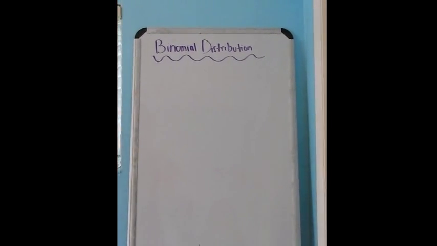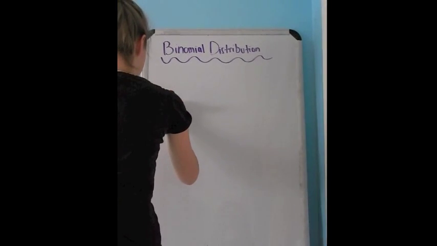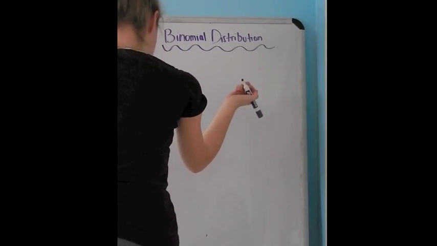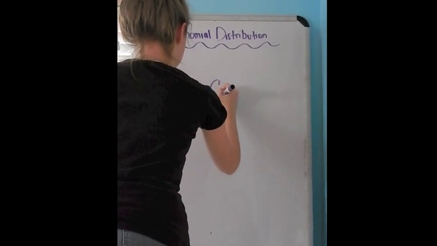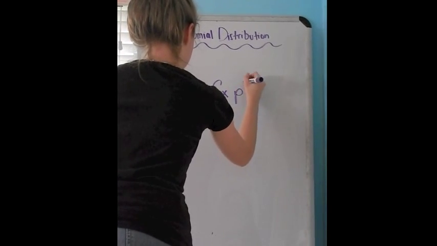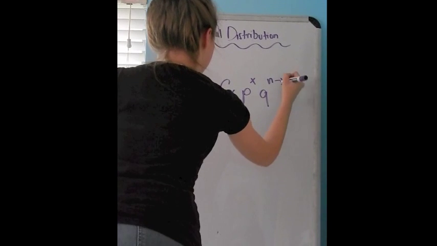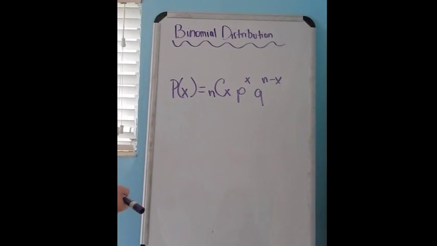The formula is as follows. The probability of x is equal to n combination x times p to the x times q to the n minus x, where n is equal to the total number of trials, x is the value we are computing, p is the probability of success, and q is the probability of failure.